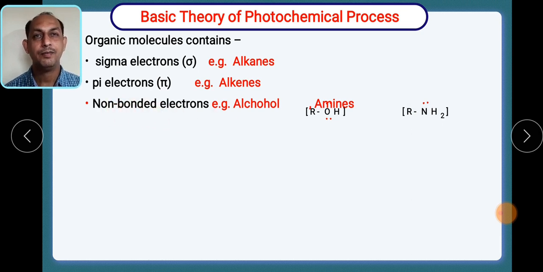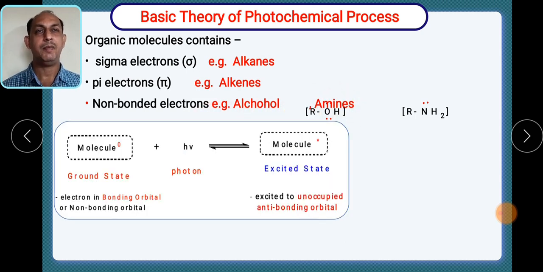I will repeat again. What is the difference between bonded electrons and non-bonded electrons? Bonded electrons are those electrons which are taking part in bond formation. That bond may be, let us say, a sigma bond or pi bond. And non-bonded electrons are those electrons which are not taking part in bond formation. So these things must be clear. These two are bonded electrons and lone pairs of electrons are the non-bonded ones.